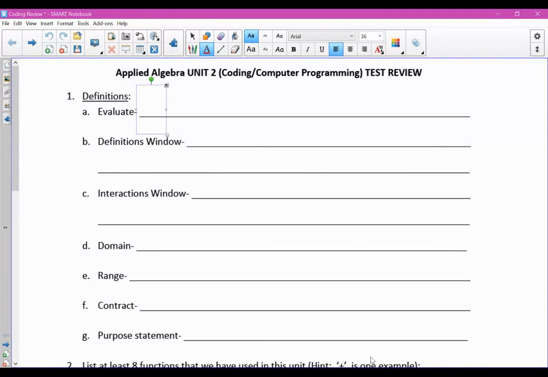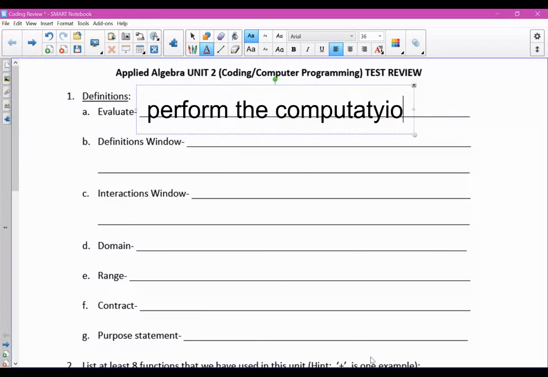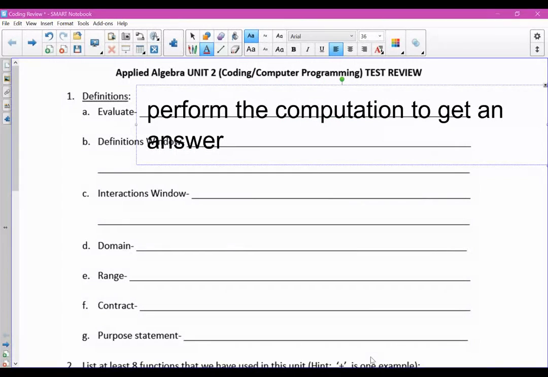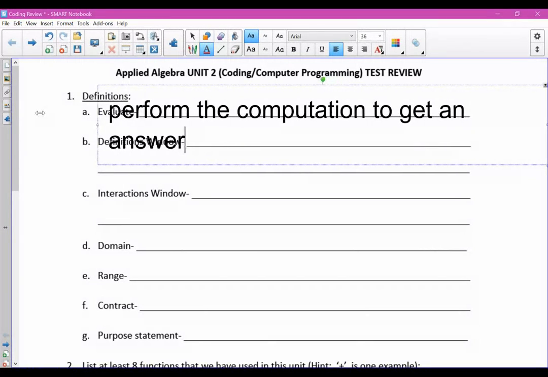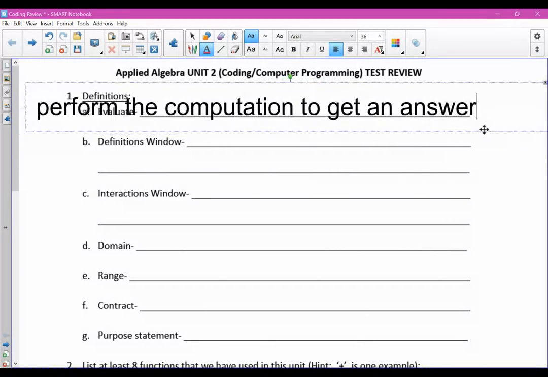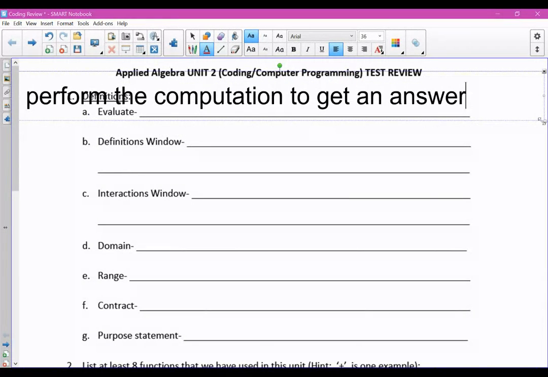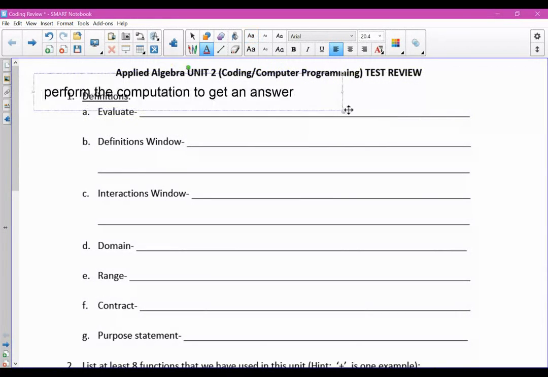But we are going to start right here, right off the bat, with just some vocab that we've talked about for the entire unit. So we have 7 different definitions here. And our first one is evaluate. And our definition of evaluate was to perform the computation to get an answer. All right, so we are performing the computation to get an answer.